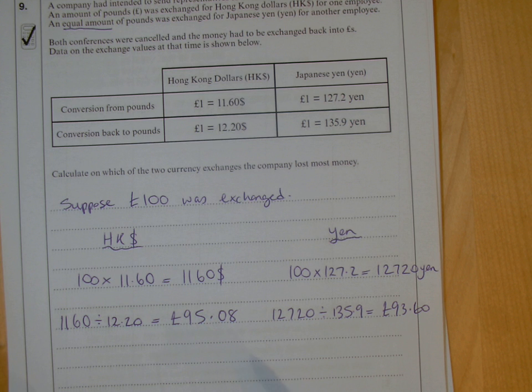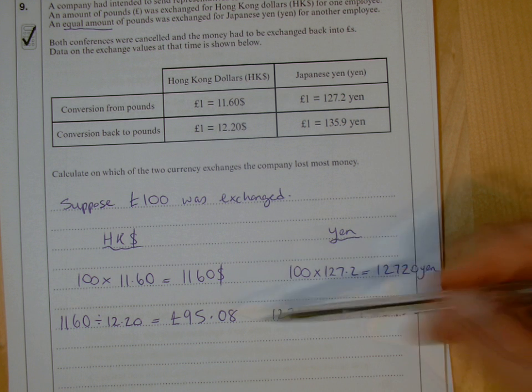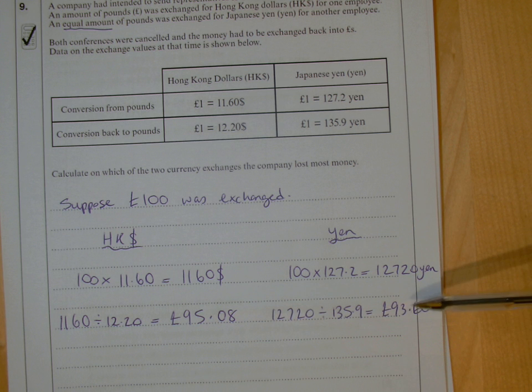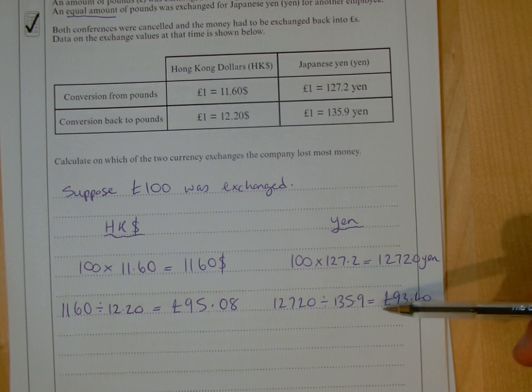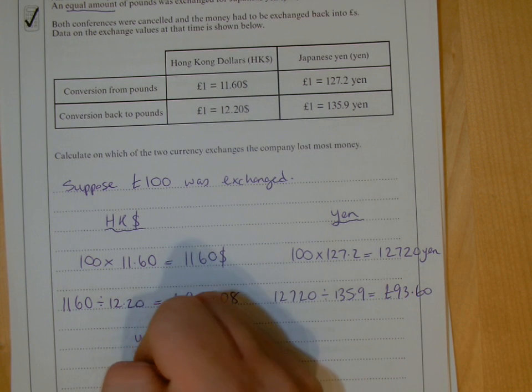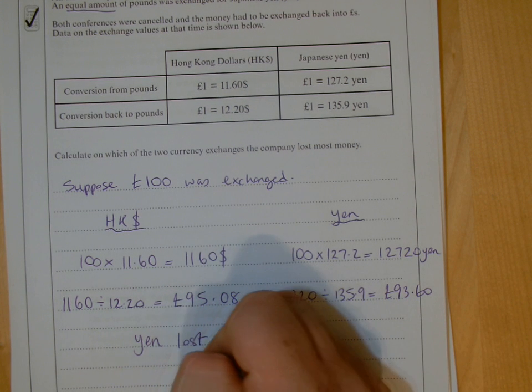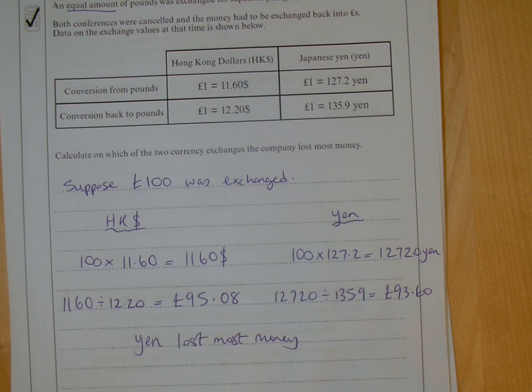Now I chose £100, but it doesn't have to be £100. It could be £1,000. It could be £2,000. It doesn't matter the amount. The fact is, you'll be able to compare your answers, and you'll always have the yen producing more of a loss. So which of the two currency exchanges lost most money? Well, you could just say the yen lost most money based on our reasoning and workings out here.